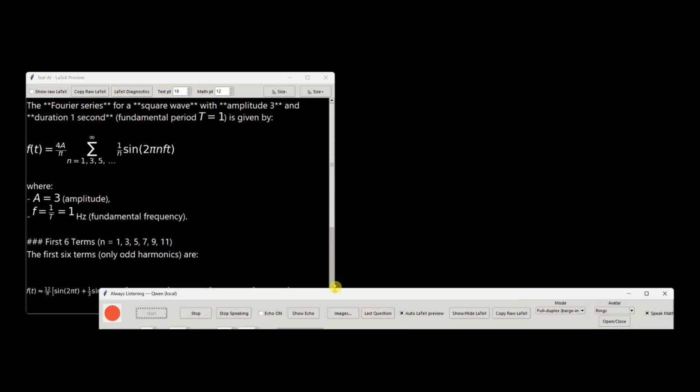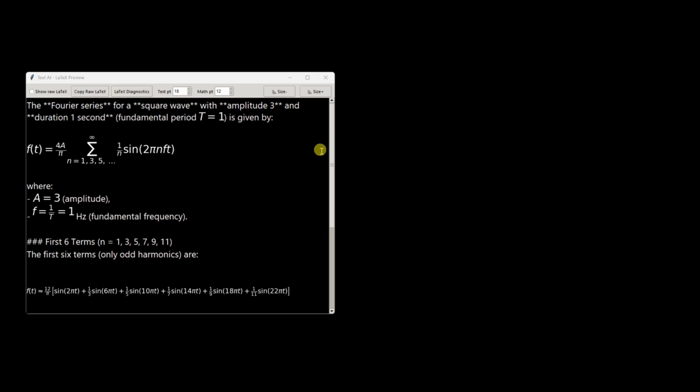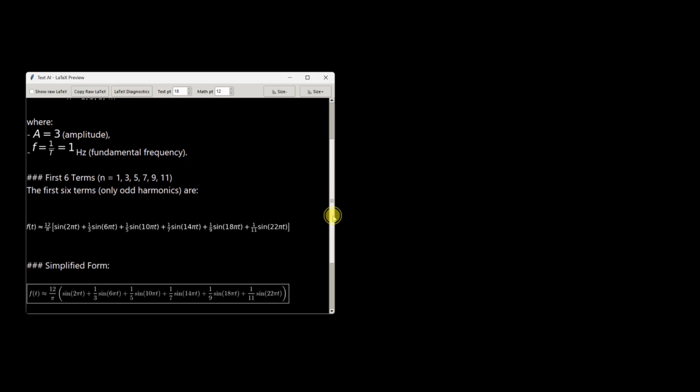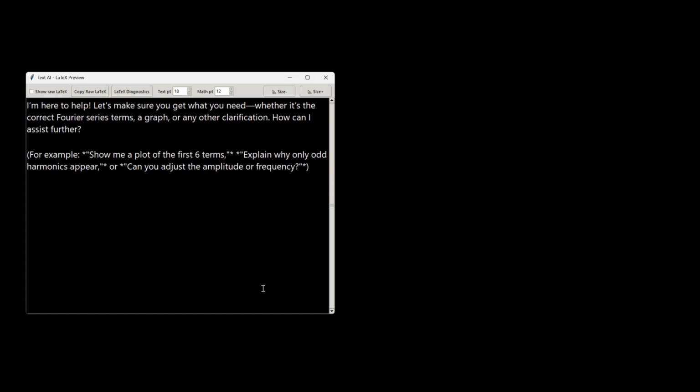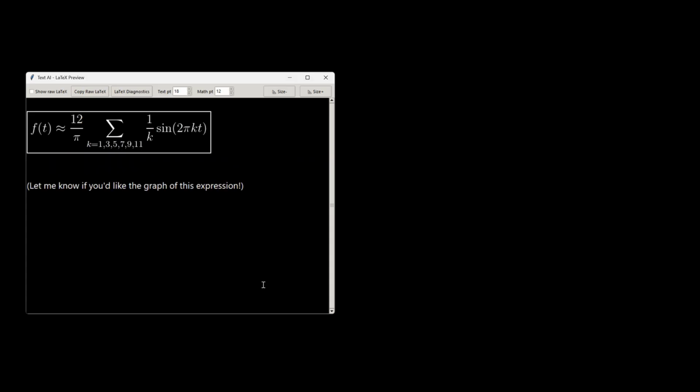The Fourier series for a square wave with amplitude 3 and duration 1 second, fundamental period T equals 1, is given by f(t) equals 4A over pi, sum from n equals 1, 3, 5 dots to infinity of 1. Display the solution on its own. Boxed f(t) approximately 12 over pi, sum over k equals 1, 3, 5.